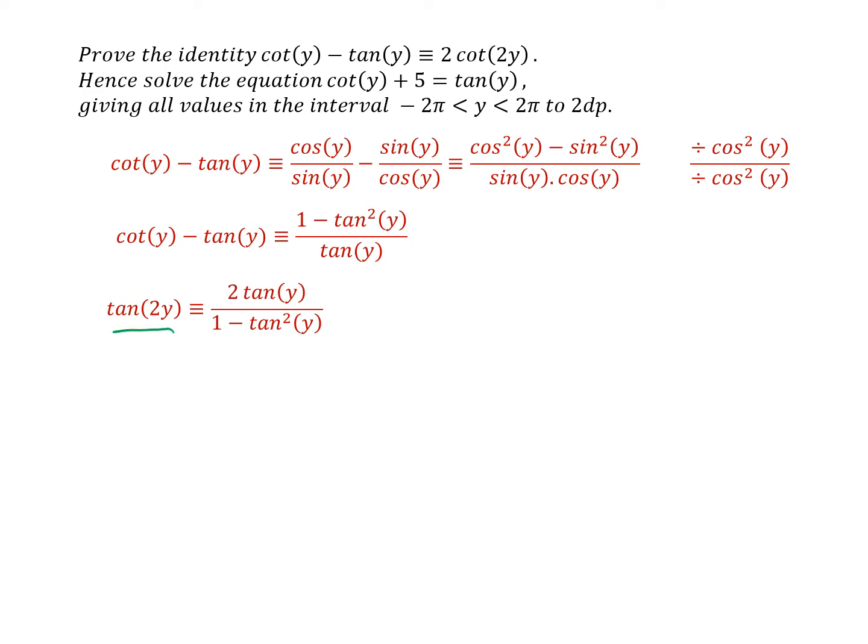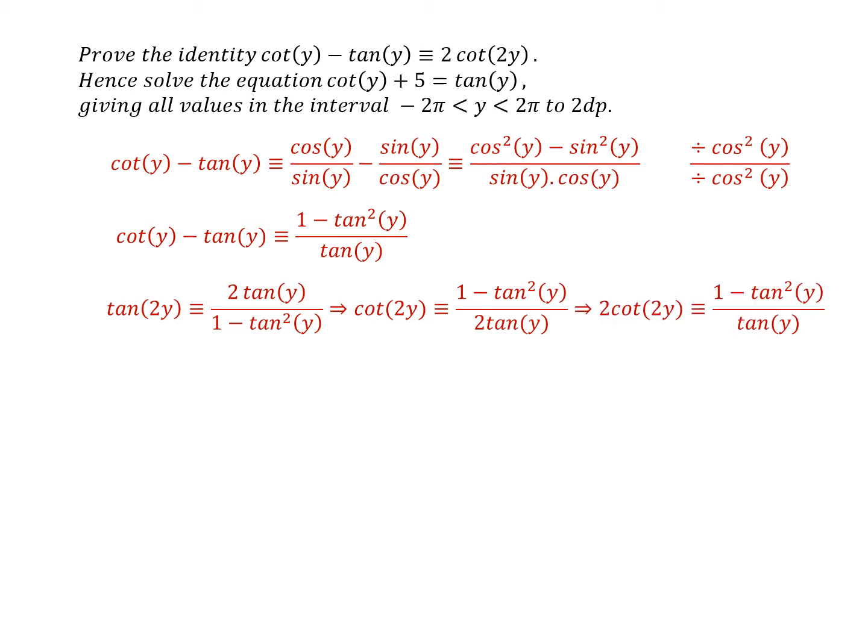So if tan 2y is this, then cot 2y is that, just inverted, and then 2 cot 2y is this. And that, luckily, is the same as cot y minus tan y. So we would need to just write our concluding statement. Cot y minus tan y is identically the same as 2 cot 2y. I hope you followed. Okay, so that's the first part done.